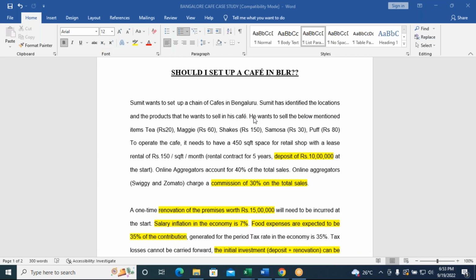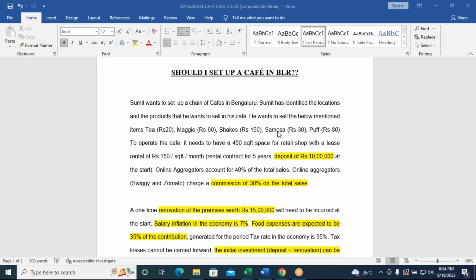So when we are planning to start up with a cafe or restaurant, the first thing that comes into our mind is location. Location plays a very important role. If my location is situated in such a place where the business is going to grow, those types of locations only we need to choose. And what are the items that I am going to sell in my cafe? Those things also we need to plan accordingly. So here he wants to sell the below mentioned items.